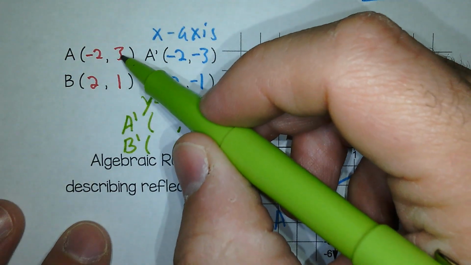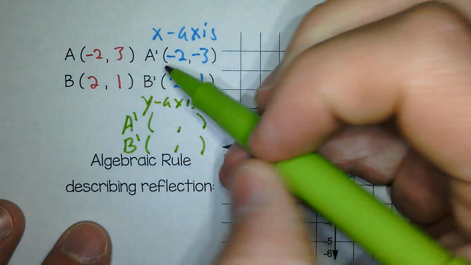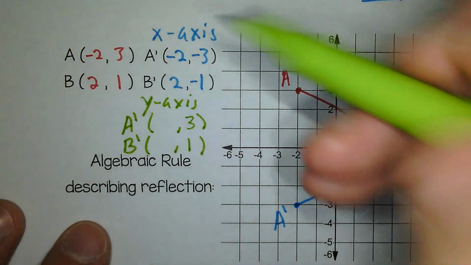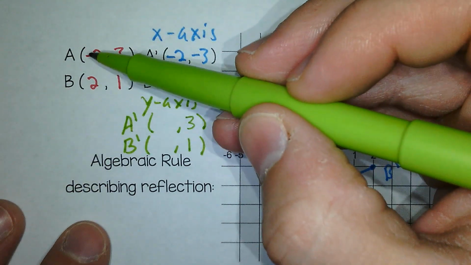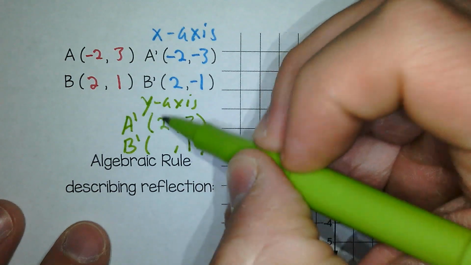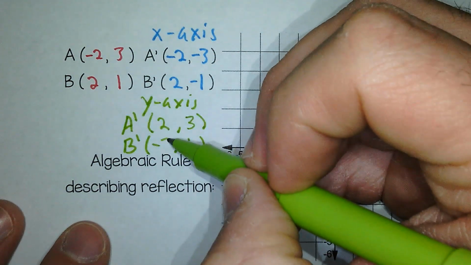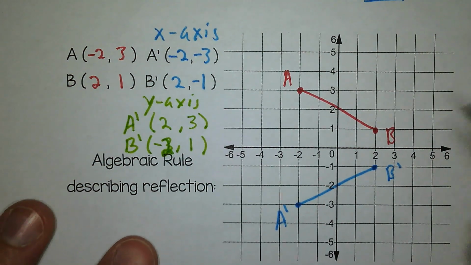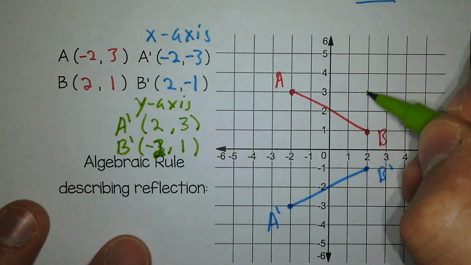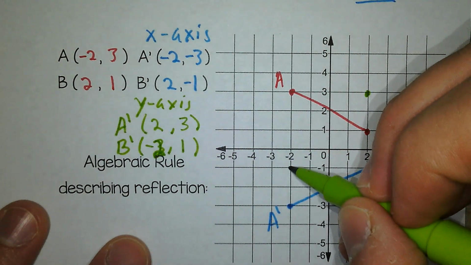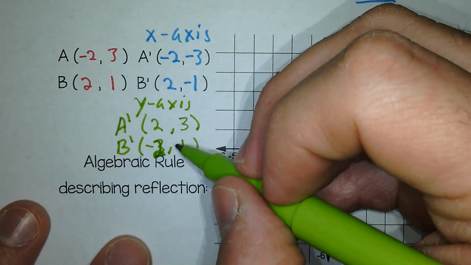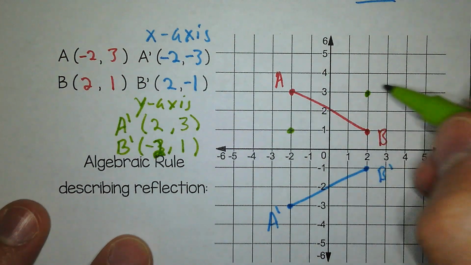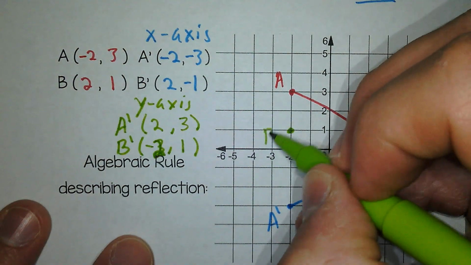Okay, so for the y-axis, we don't change the y. So my y value should still be 3 for A prime and 1 for B prime. Then we need to change the sign of the x value. So negative 2 will become positive 2. Positive 2 will become negative 2. Don't know why I put a 3 there. So then we plot those: 2, 3, and then negative 2 and 1. So A prime and B prime.